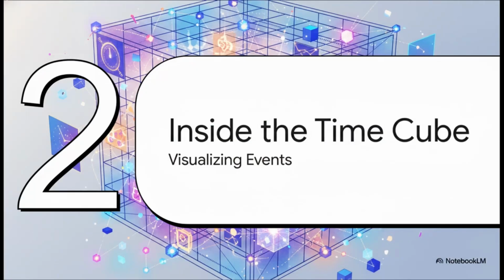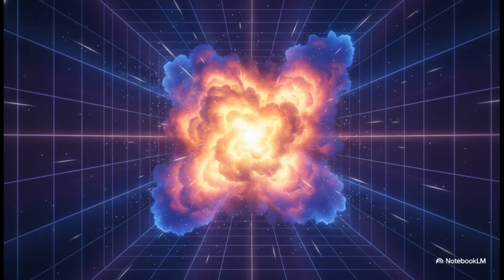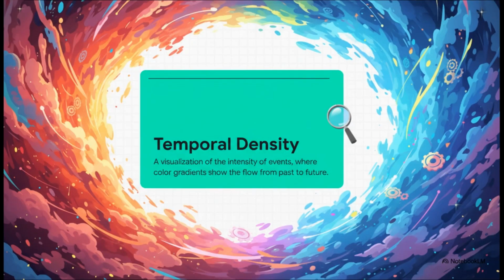Okay, so we've got the frame. Now let's peek inside and look at the incredible data it's visualizing. Right there in the middle, you see this beautiful, glowing, almost organic-looking cloud. And no, that's not just some cool screensaver. That is the very heart of the map. It's a visual representation of the flow and the intensity of events happening across the entire timeline. There's a fantastic term for this, temporal density. It's pretty simple, actually. The brighter or hotter the color, the more stuff is happening at that specific point in space-time. And those color gradients, shifting from cool blues to warm reds, they literally show you the direction of time's arrow flowing from past events into what's happening next.